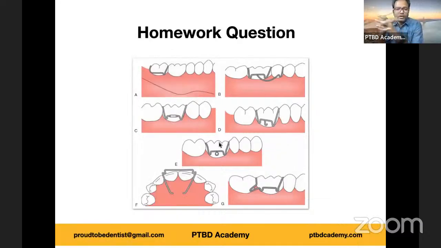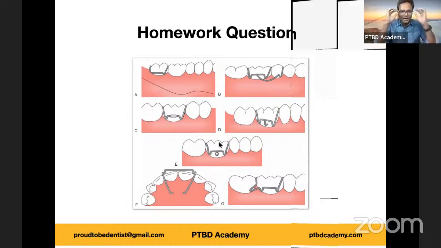Now, observe this homework question. These are nothing but modifications of your Adams clasp, universal clasp, or modified arrowhead clasp. So identify these modifications. That's your homework question. You have 1, 2, 3, 4, 5, 6, 7 modifications in this particular illustration, and each one has a specific indication. So try identifying the names of these modifications of your Adams clasp, also called modified arrowhead or universal clasp, and their specific indications, and get back by mail for key and analysis from our side.